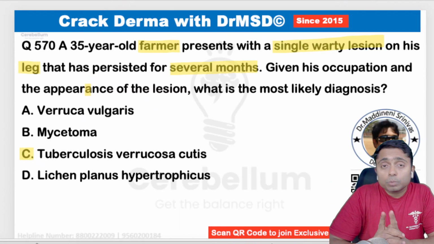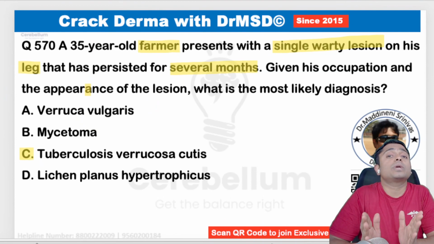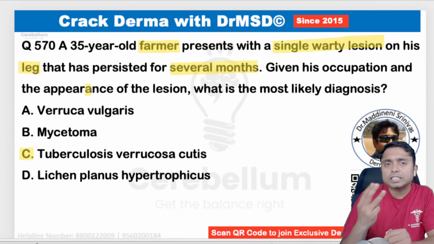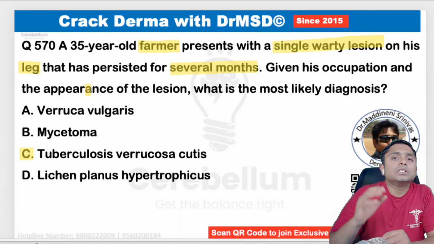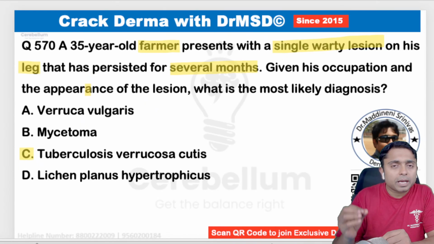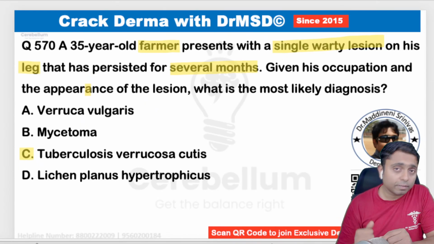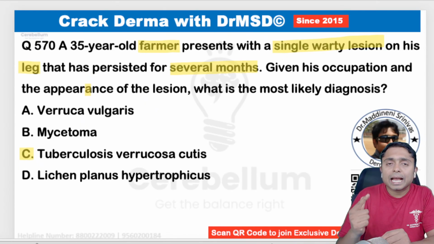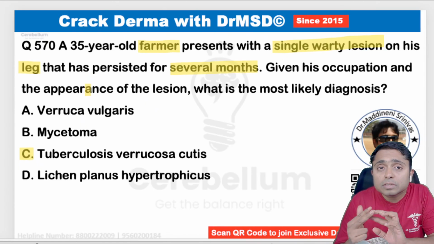And to my surprise, many students also marked mycetoma as the answer. Remember, students, mycetoma is a deep fungal infection which is going to have a triad of features. What are those features? In the leg, if it is going to manifest, there will be swelling of the foot and there will be sinuses present in the swelling, and through the sinuses, granules will be coming out.